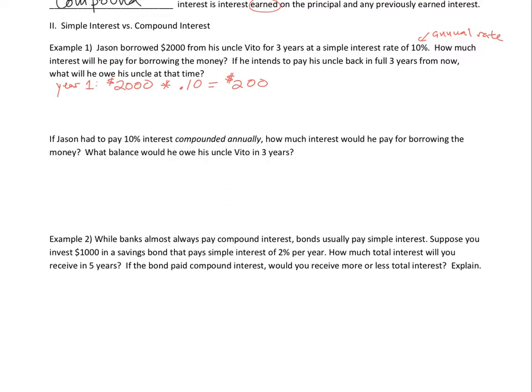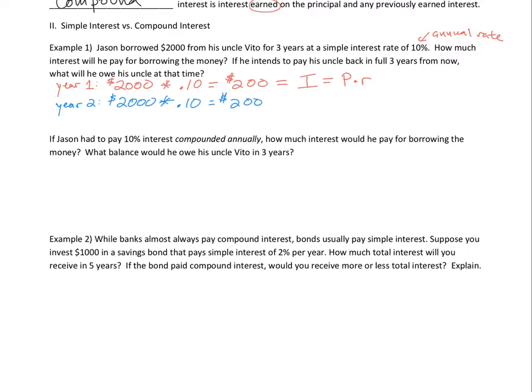Sure. But this brings up a really nice formula for you. This is the interest known as I. And in a simple interest formula, the interest can be found by multiplying the principal times the rate. All right. So, year 2, Jason still only borrowed the original $2,000. So for year 2, it's going to look very similar.